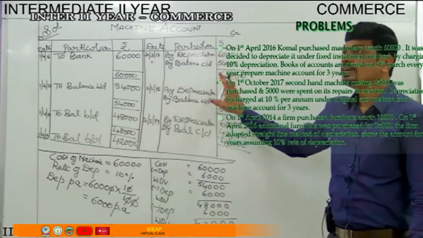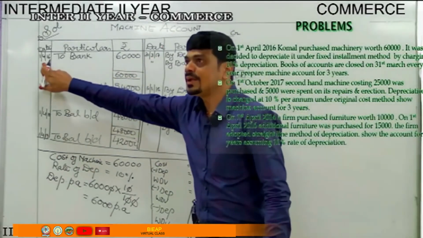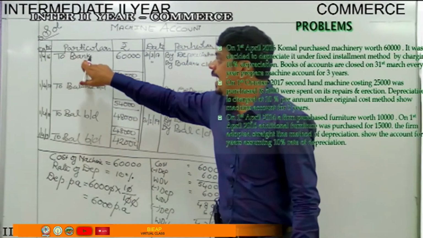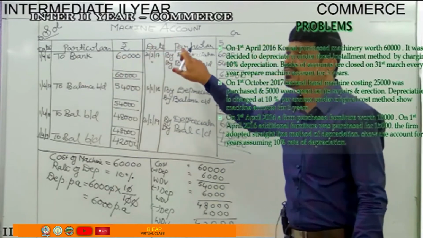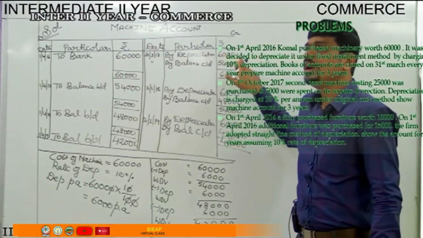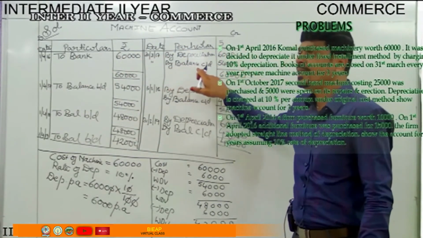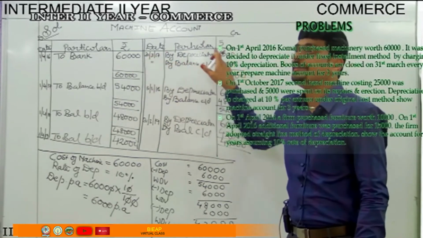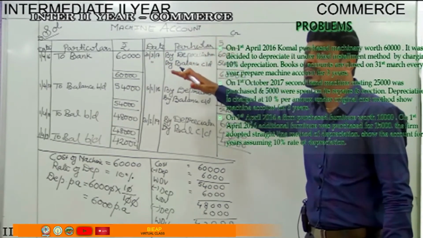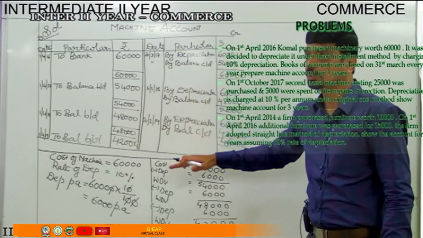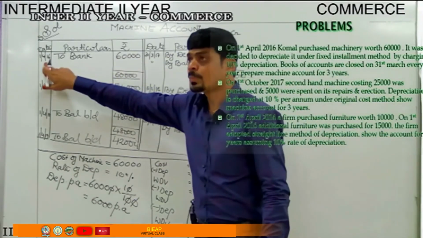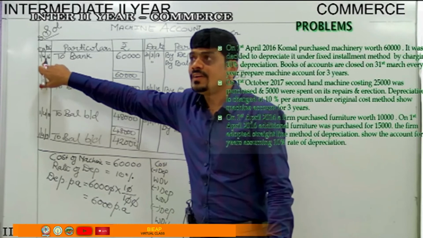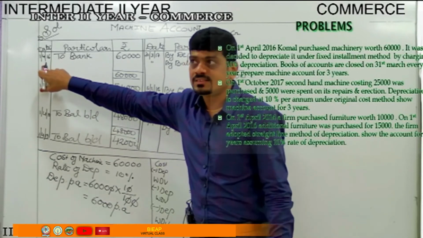Is it clear? When did we purchase? 1st April. So what should we do? To bank amount. Credit side by depreciation amount, and by balance carried down. That is the difference between debit and credit. Like that, however many years they are asking, that many years we have to do. Here we bought the asset at the financial year beginning, so 12 months came.